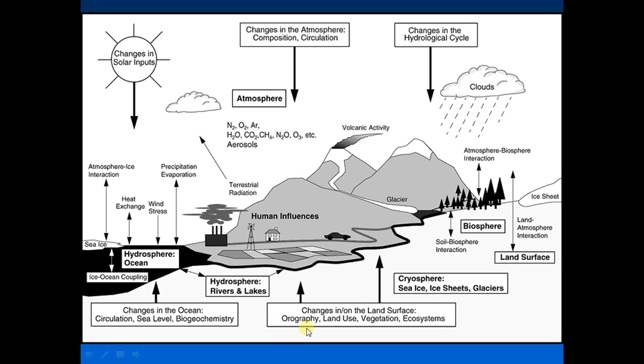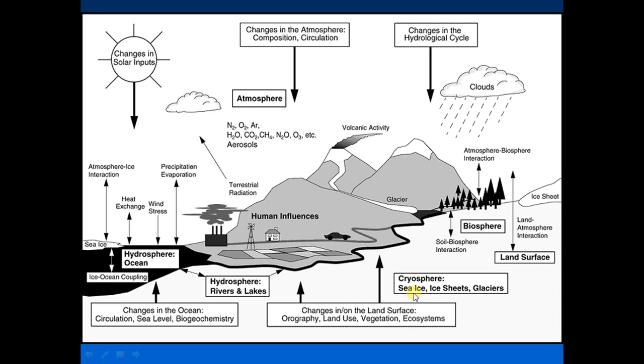And then we have some changes in or on the land surface, such as orography. Mountains can form, and that affects albedo. Land use changes, deforestation, right? Vegetation, plants grow, and we grow crops. We have ecosystems here. Here are some components of the cryosphere.